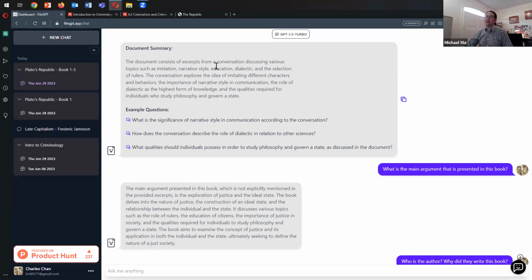The document consists of excerpts from a conversation discussing various topics such as imitation, narrative style, education, dialectic, and the selection of rulers. The conversation explores the idea of imitating different characters and behaviors, the importance of narrative style and communication, the role of dialectic as the highest form of knowledge, and the qualities required for individuals who study philosophy and governance. That's very vague. That's okay. I mean, it'd be better if it said, this is basically a book written by Plato about these dialogues that Socrates, his friend and teacher, had with all these different people that he encounters in his daily conversations and debates with other philosophers. But that doesn't really come out in this document summary.